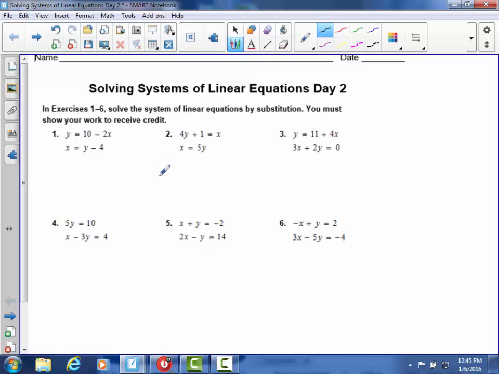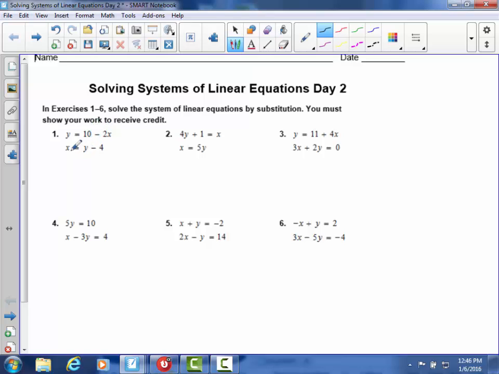So we're going to be solving systems of linear equations using substitution. When we talked in class, we had 3 steps. The first step was to solve the equation, or one of the equations, so that you had a single variable. On this first one here, we already have y and x, so we don't have to solve. Then we just pick one of the 2 to substitute into.